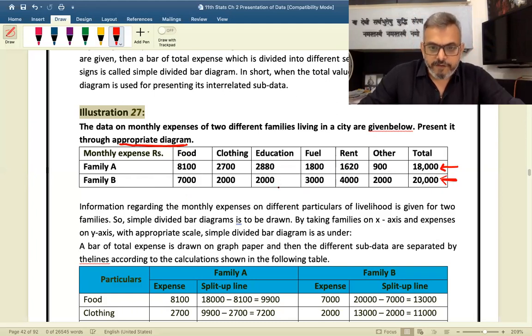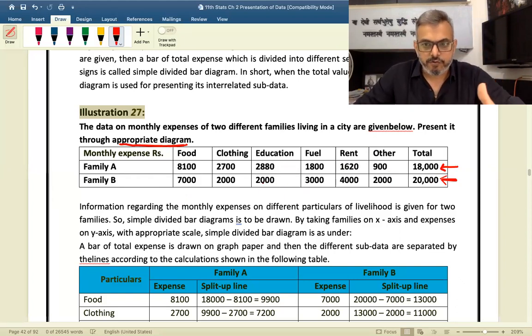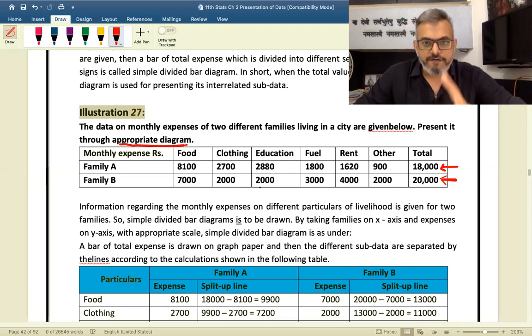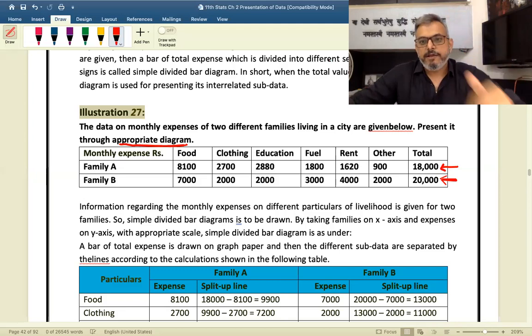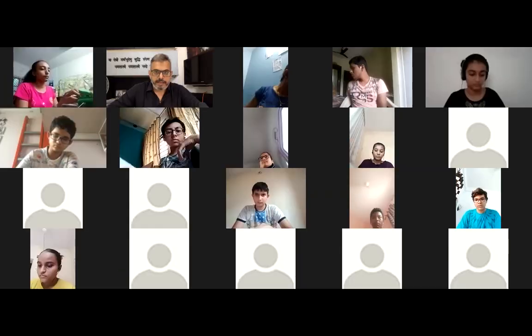Over here, we will use a simple divided bar diagram. The diagram will be better, and the person seeing it will be in a better position to analyze and give some opinion. So here we will make two bars, one for family A, one for family B. But for how to divide the bars, we will have to do some working. So let's go to that working.